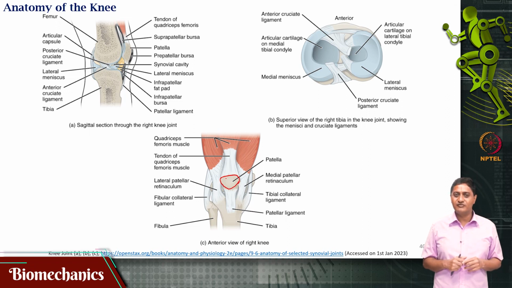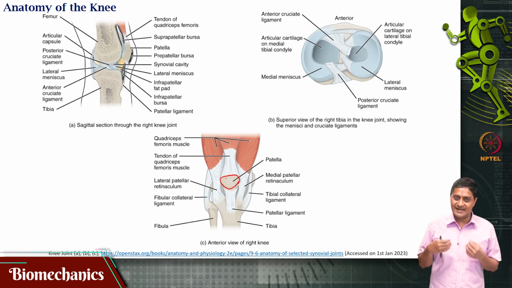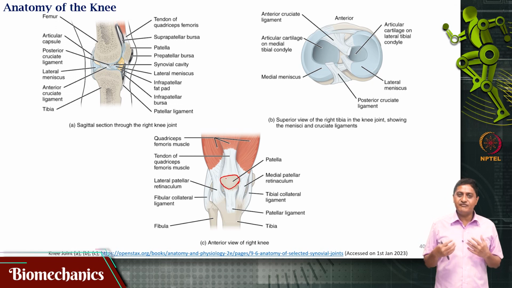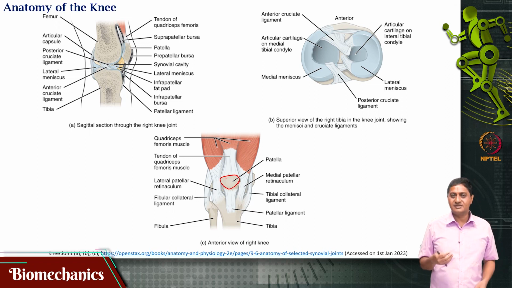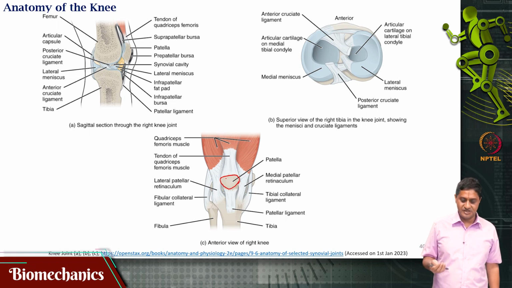These are called, of course, flexion and extension. The knee functions as a hinge joint, allowing for flexion and extension at the knee joint. So, that is the major movement of the knee joint.